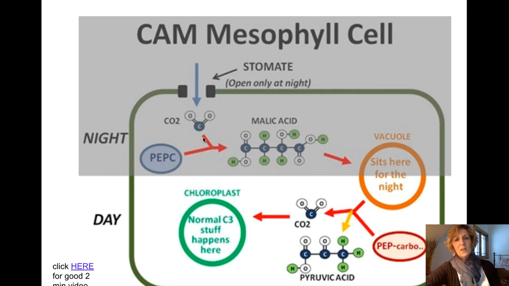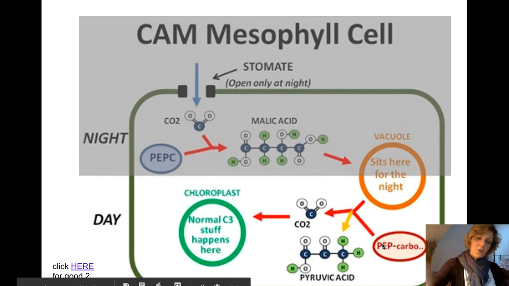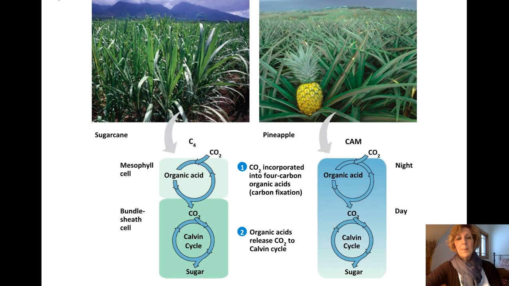So again, this is just another picture. CO2 comes in, PEP carboxylase fixes it. I eventually get a 4-carbon acid called malic acid. It's stored in the vacuole and sits there during the night. The plant stores up a whole bunch of that. And then during the day, the stomata close, and I have plenty of CO2. It doesn't matter that oxygen builds up because I'm not using rubisco to fix it, and it goes straight into the regular Calvin cycle, and the normal C3 stuff happens.